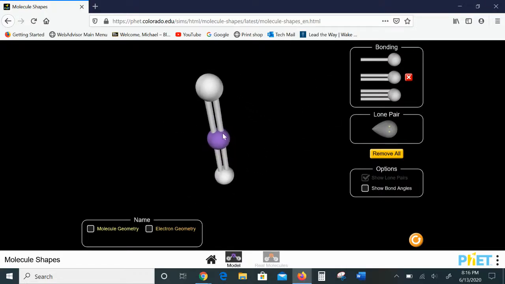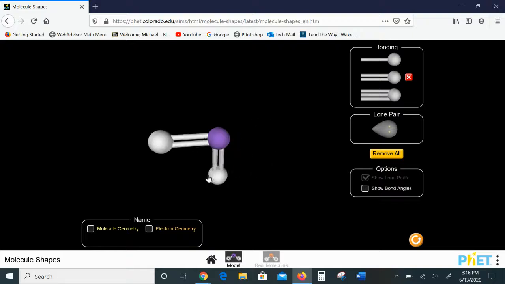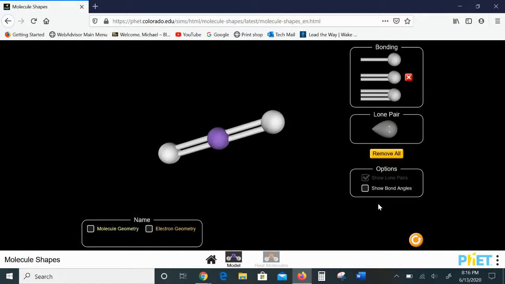Let's start with this. You have two areas where there are electrons, and this allows you to see in 3 dimensions how that's all lined up. When you have two areas of electrons, they're trying to get as far away from each other as possible. If I try to chase this thing, it wants to get away and stay 180 degrees away. So you can see the bond angles here, the name of the geometry, all of that.